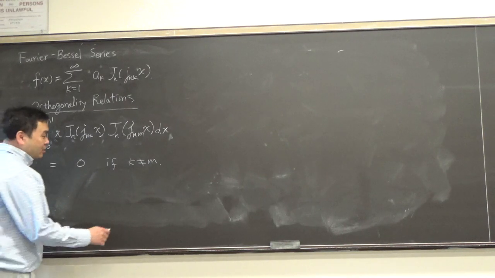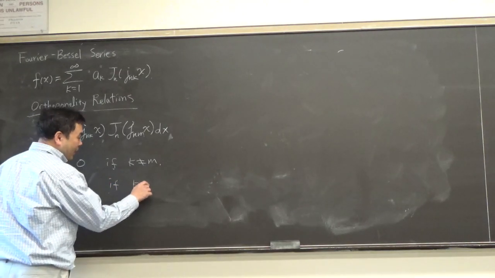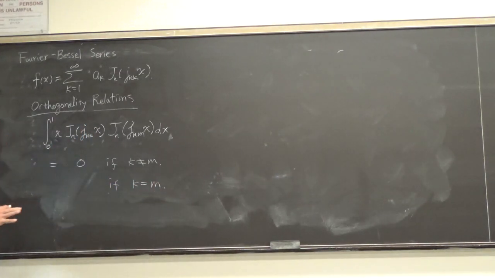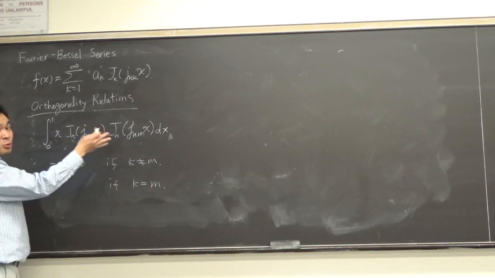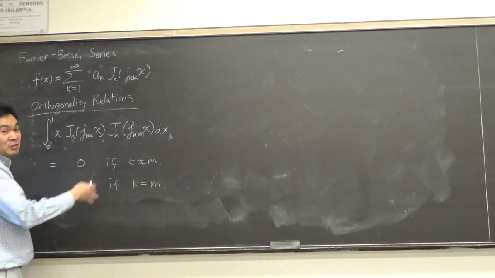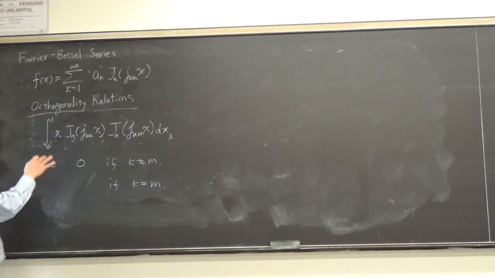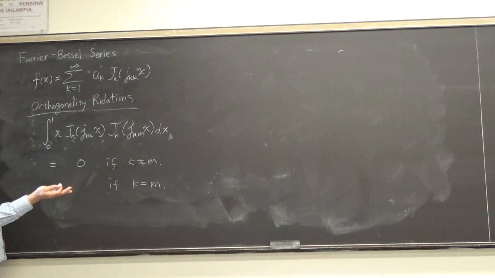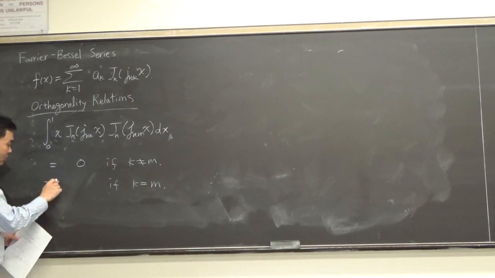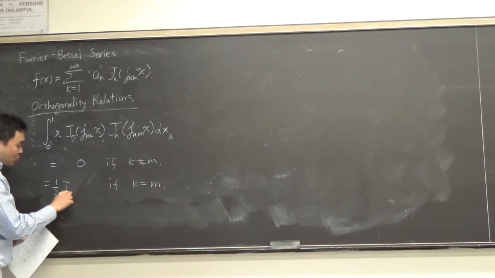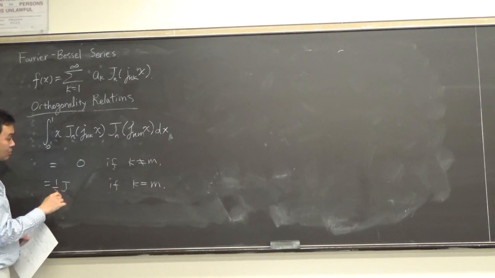What's harder would be, what if k is equal to m? Well, we know that it's not going to be 0, because if k and m are the same, then you have something squared, right? A square function is always positive, or 0. And if you integrate over some domain, it can never be below the x-axis, so the area under the curve will always be some positive value. That we know, right? But it takes quite an effort to figure out that this actual value is 1/2 J_{m+1}, k plus 1.